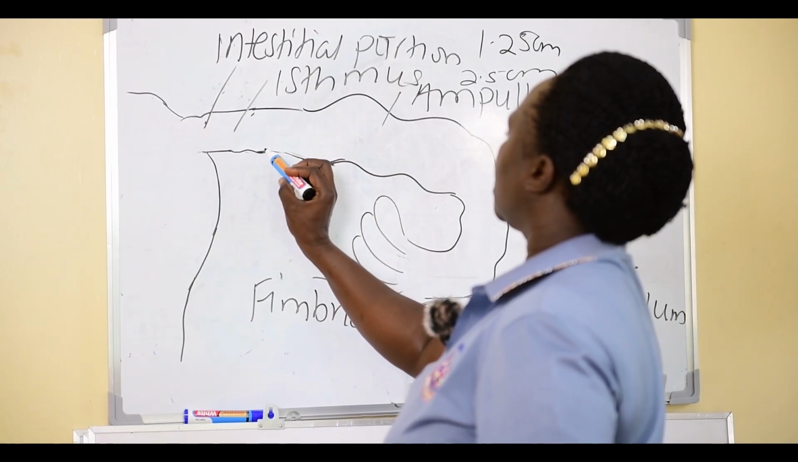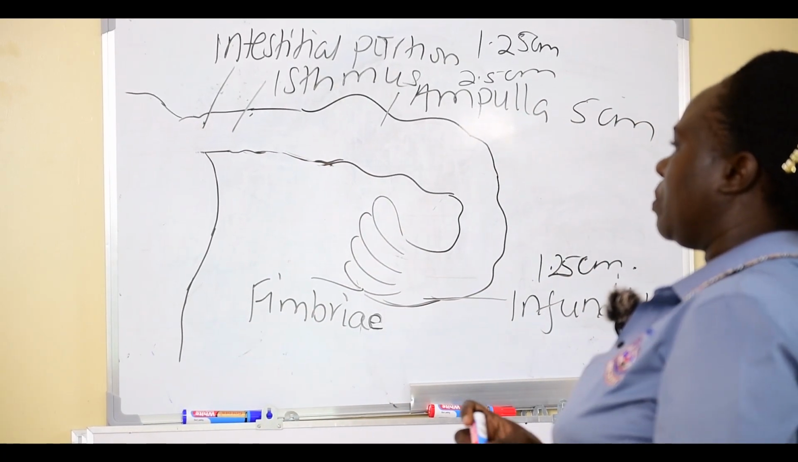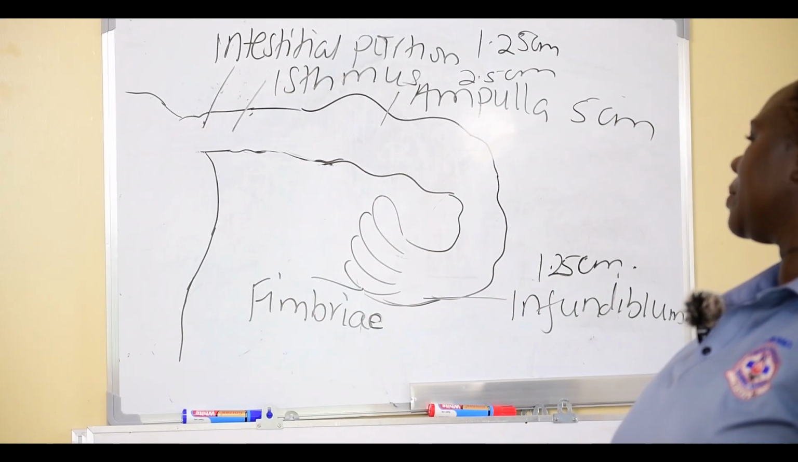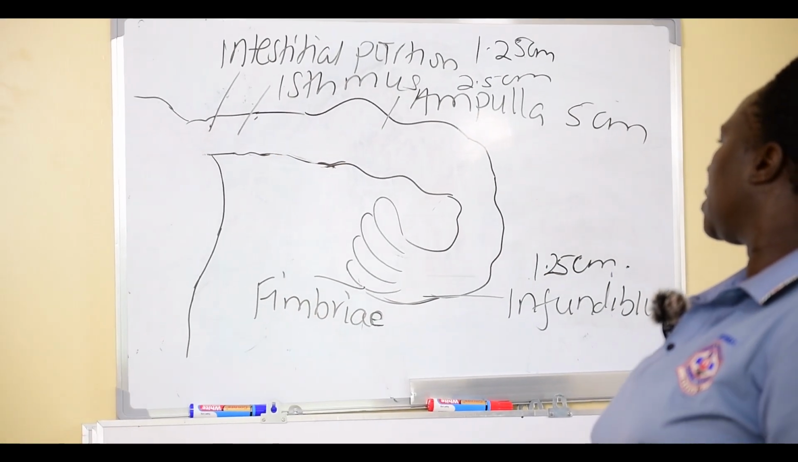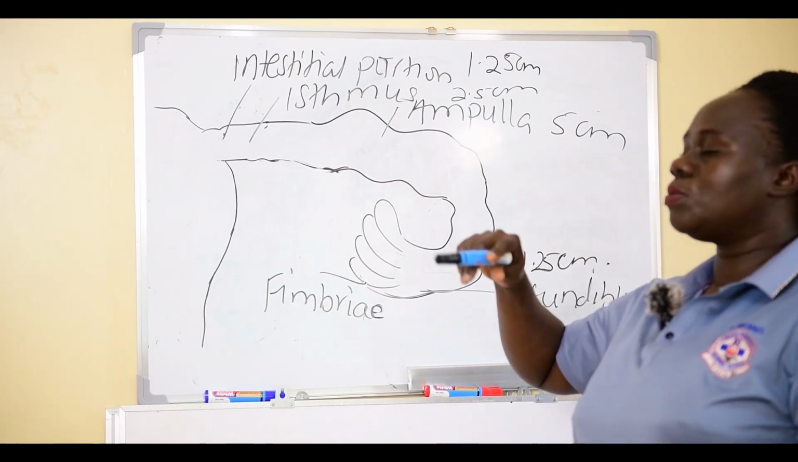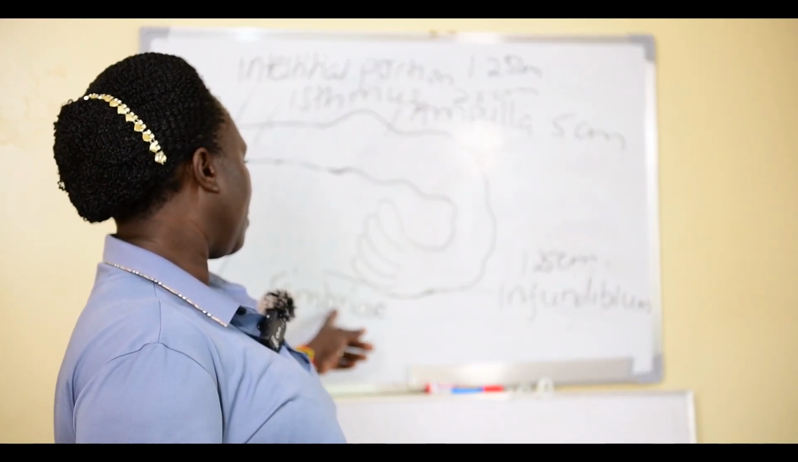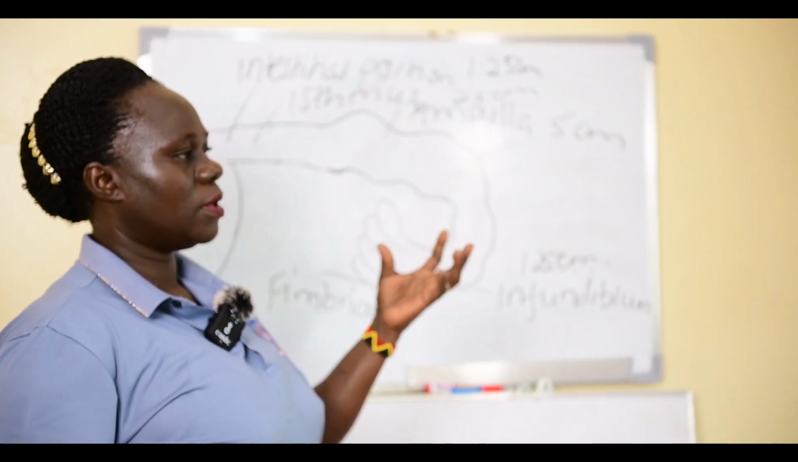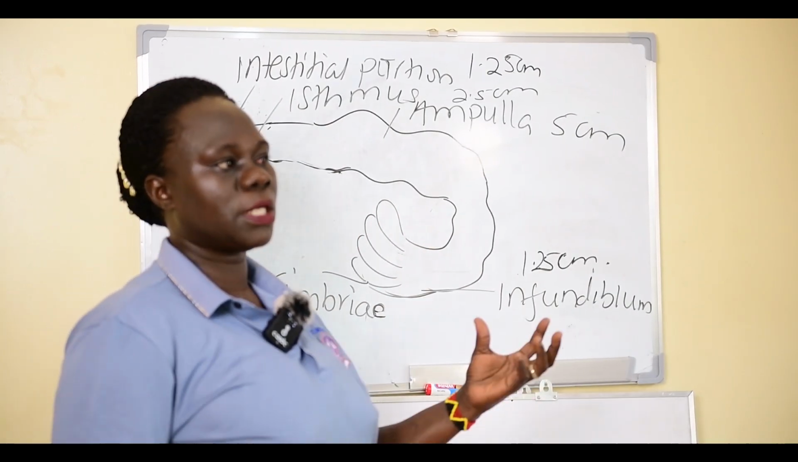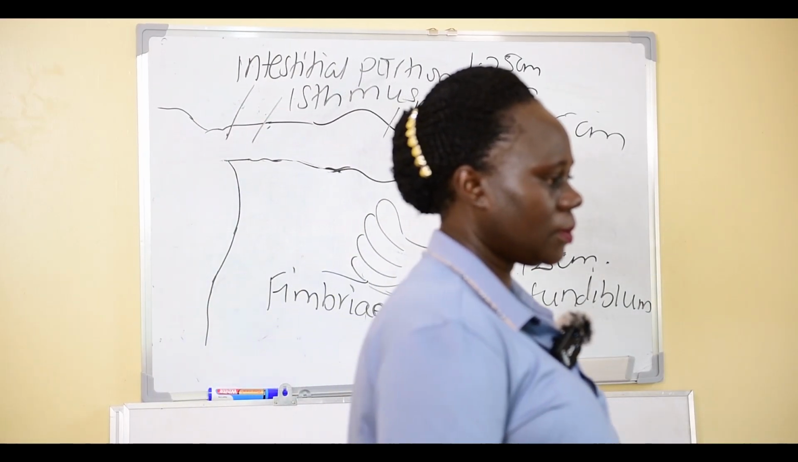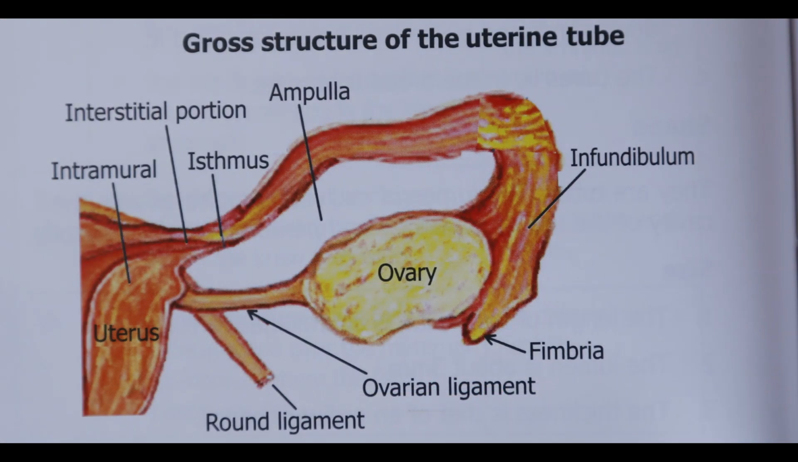The interstitial portion is that part next to the cornua. The isthmus is the narrowest. Then the widest part of the uterine tube is known as ampulla. The work of the fimbria is to engulf the ovum or oocyte in case it is ovulated out. That is the gross structure of the uterine tubes.